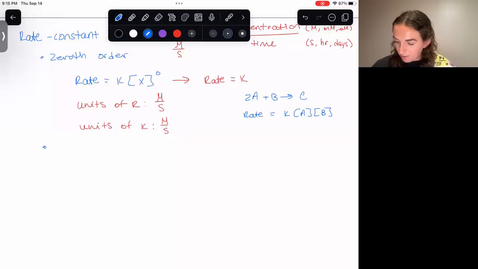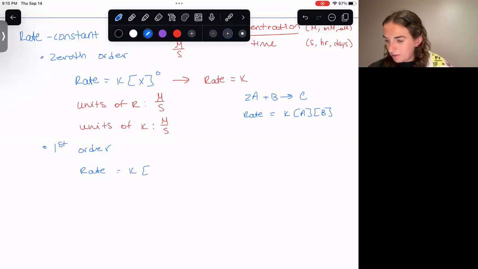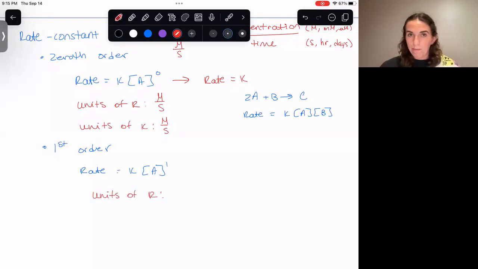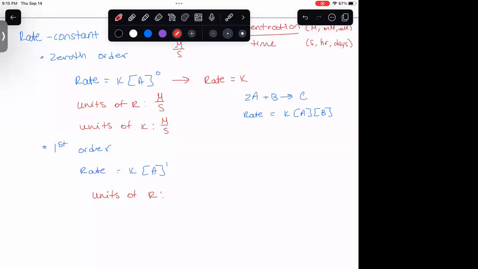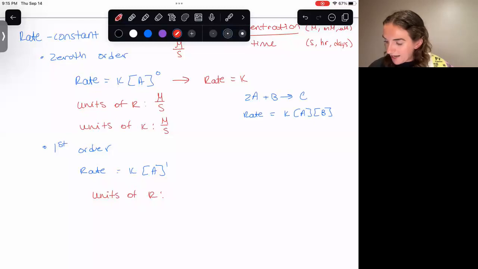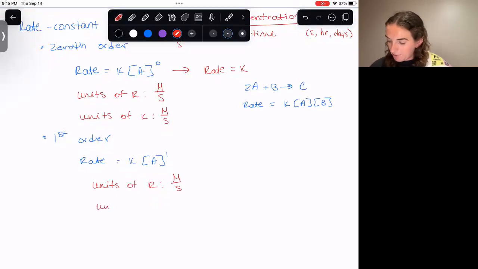Okay, so then for first order, again, we'll have rate is equal to k. Sorry, x is not the best way to do this. We'll do A. A to the first. What are our units of r? Is it the same as the zeroth order? Yep. So for rate, it's going to be the same. It's still going to be molarity over second. What about our units of k now?